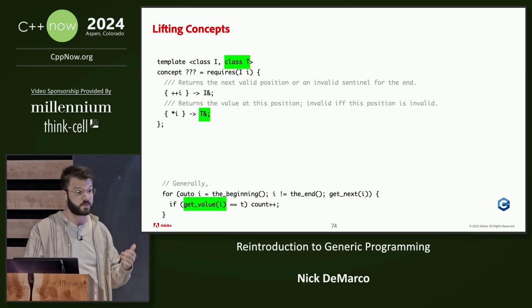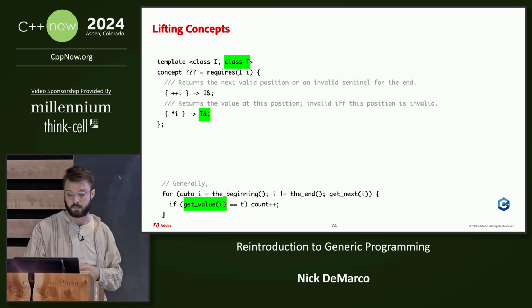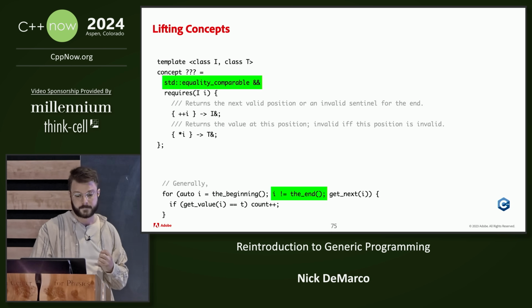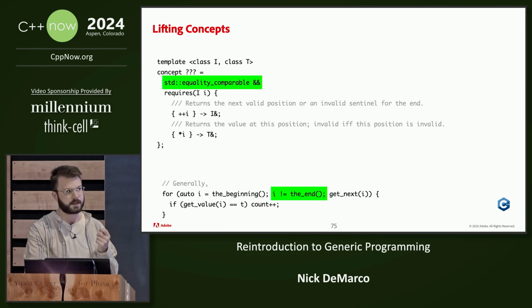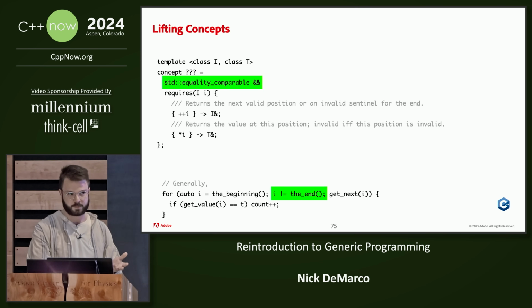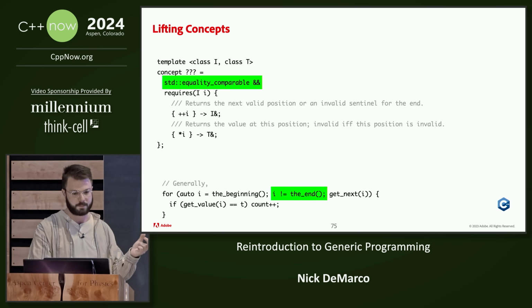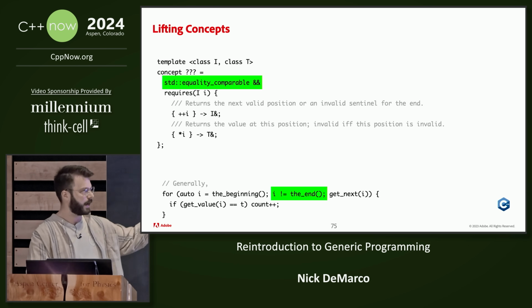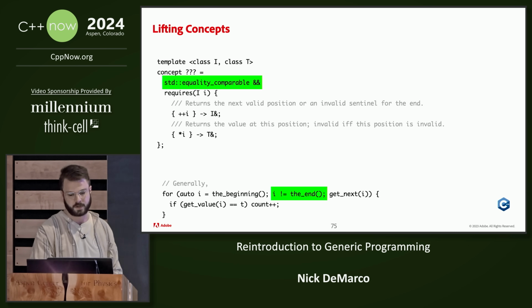And we already know the concept for this. I showed you a second ago. It's called equality comparable. And we can build on that concept like this, right? And here we've got another hint that concepts are really just fancy constexpr bools, right? We're using the double ampersand, just some Boolean logic to say that our concept requires equality comparable and the subsequent operations that we describe.